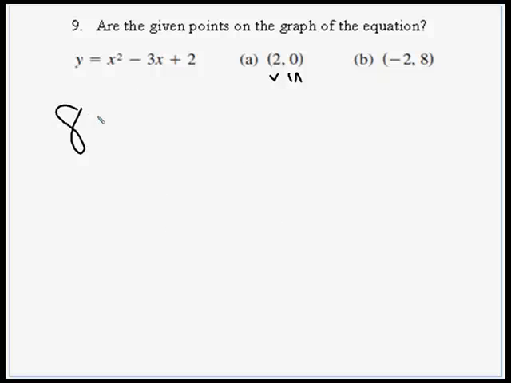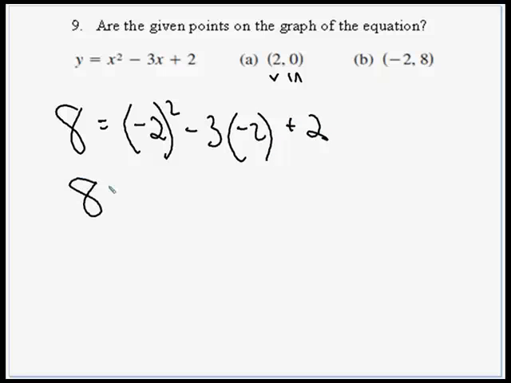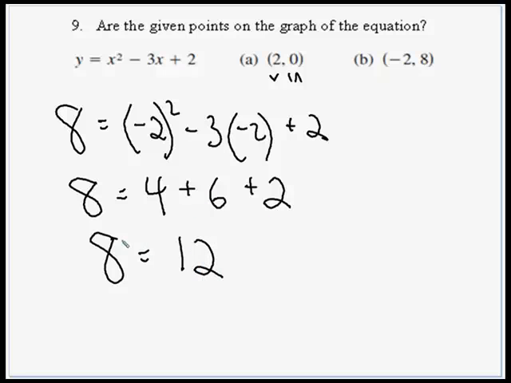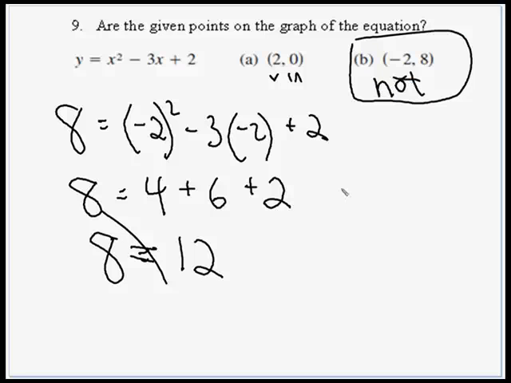Our x value is 8. Does that equal? Now here, our x is negative 2, and that quantity is squared. Minus 3 times negative 2 plus 2. 8. Does it equal? Negative 2 squared is 4. Minus 3 times 2 is negative 6, so that's minus a negative 6, or plus 6. And then we have a plus 2. So 4 plus 6 is 10, plus 2 is 12. That is not equal. So this one is not on the graph of the equation. The first one was.